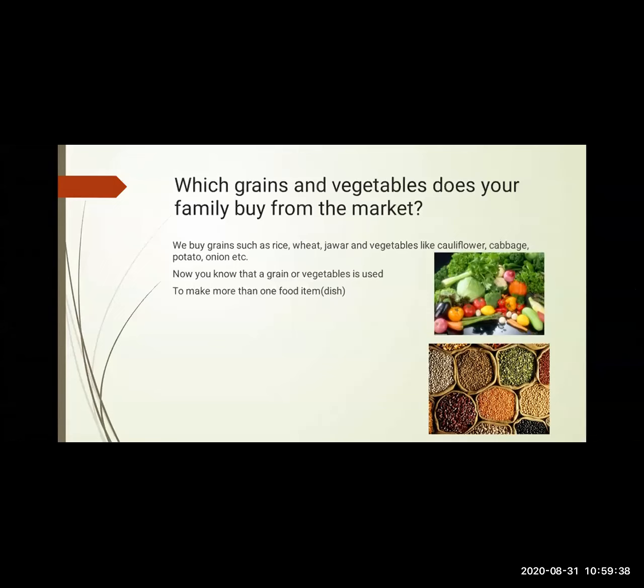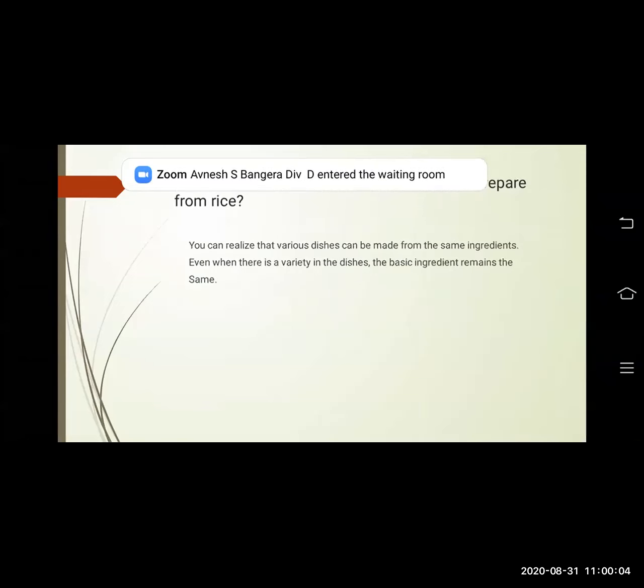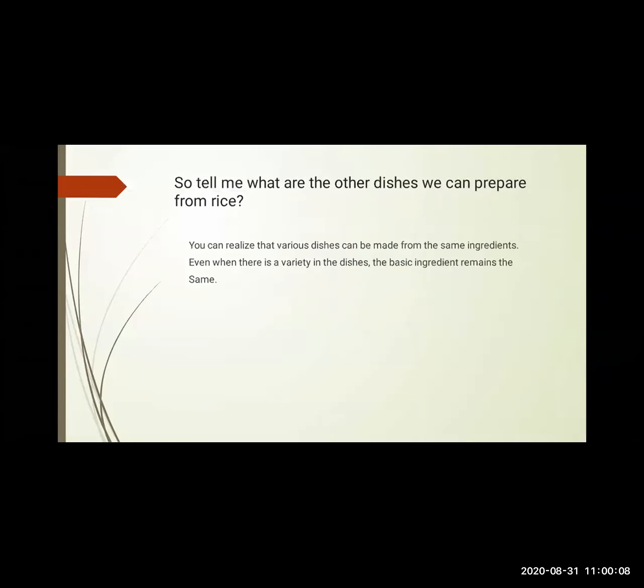Now you know that a grain or vegetable is used to make more than one food item or dish. Kuch na kuch, only one item we are not making at home. Only vegetable means we are eating only vegetable? No, mummy is making rice, then mummy is making chapati also, then dal also, and then vegetable also. Okay, each and everything she makes to eat. Now tell me, what are the other dishes we can prepare from rice?